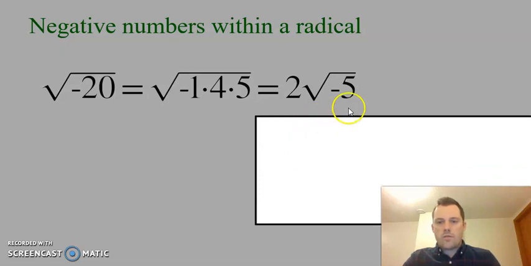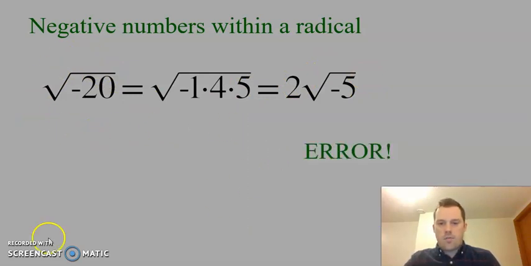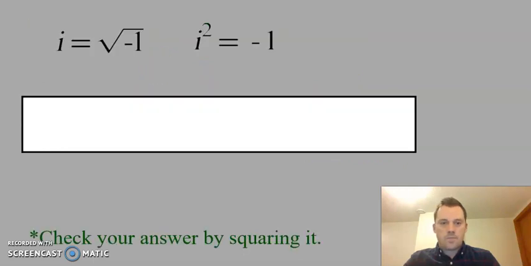So we end up with 2 square root of negative 5, but if we type that into our calculator, we get an error, right? That is because our calculator only works with real numbers, and this negative 1 represents an imaginary number. So we use the lowercase letter i, which represents the square root of negative 1.